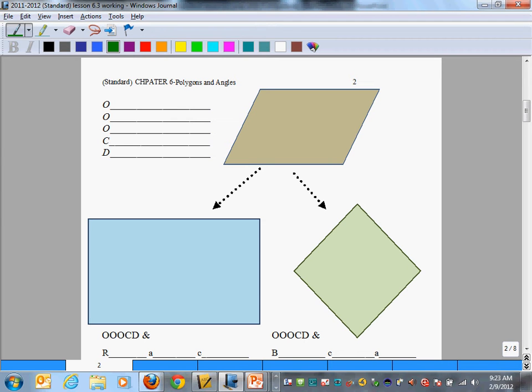Because of that, it is really important that you have these OCD properties memorized because they carry over into the rectangle. Without asking your neighbor, fill out the 5 OCD qualities of a parallelogram. Go. Fill them out from memory. Ask yourself what you know about a parallelogram.